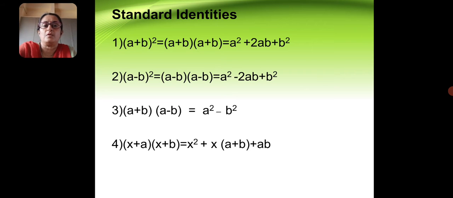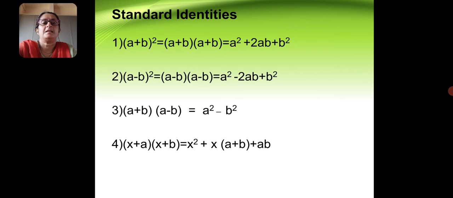So instead of doing all that, here the direct answers are given. You can use them to do your multiplication of monomials. Next, (a minus b) square is what? a minus b into a minus b. So it is a square minus 2ab plus b square. There is only one sign difference: in the first one it was plus 2ab, here 2ab is negative. Next, (a plus b)(a minus b). There are two brackets, one with positive b, one with negative b, so that gives you a square minus b square.